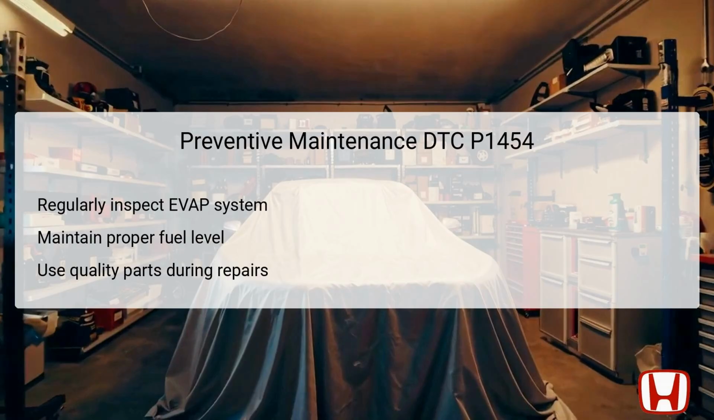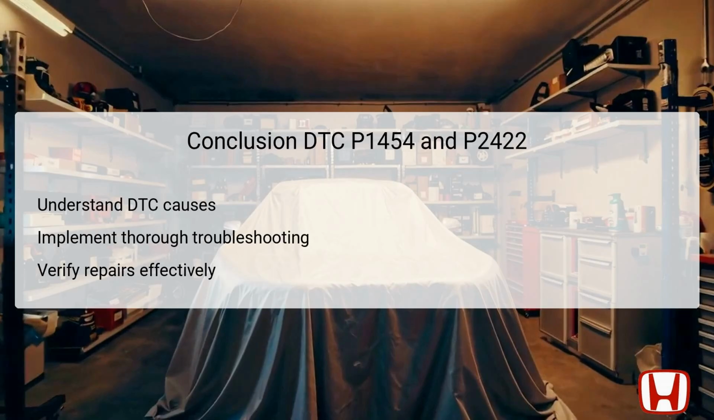standards concerning emissions. In summary, understanding the causes and implications of DTC P1454 and DTC P2422 is crucial for maintaining optimal performance in a Honda Pilot from 2016 to 2022. Key aspects include identifying issues related to the fuel tank pressure FTP sensor and the evaporative emission EVAP system. By following the structured troubleshooting steps outlined, one can efficiently diagnose and rectify any relevant faults.